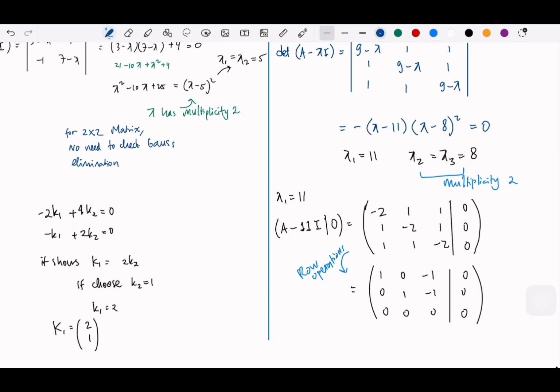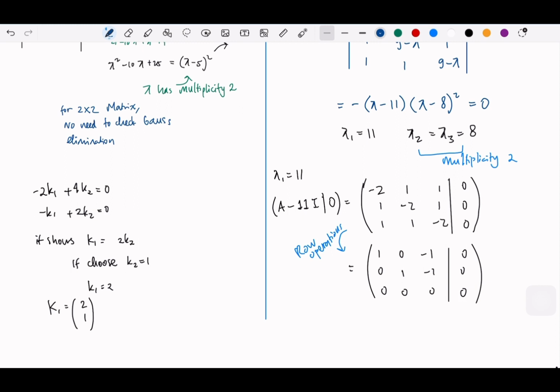And I think we can conclude that since we have seen that K2 equals K3 and K1 equals K3, we can set K3 equal to 1. Then all the terms will be, so in conclusion, K1 will be 1, 1, 1.